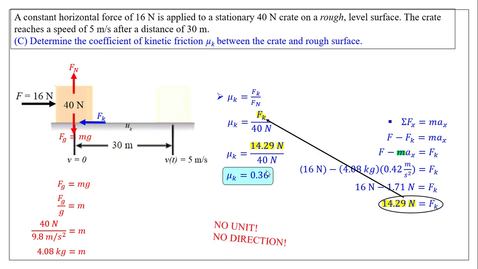And I'd like to point out and remind you that the coefficient of kinetic friction has no unit and it has no direction. So the answer would simply be 0.036, okay?